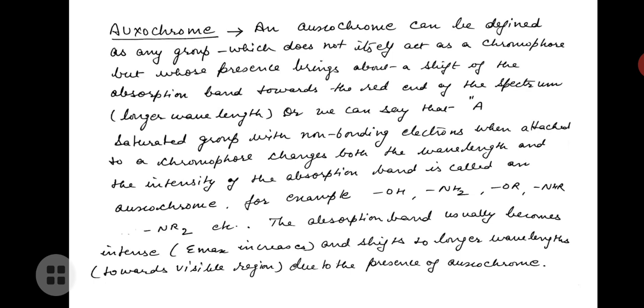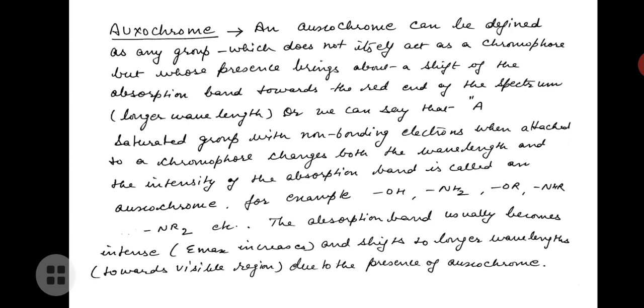Now next comes the oxochrome. An oxochrome can be defined as any group which does not itself act as a chromophore but whose presence brings about a shift of the absorption band towards the red end of the spectrum, that is longer wavelength. Or we can say that a saturated group with non-bonding electrons, when attached to a chromophore, changes both the wavelength and the intensity of the absorption band, is called an oxochrome.